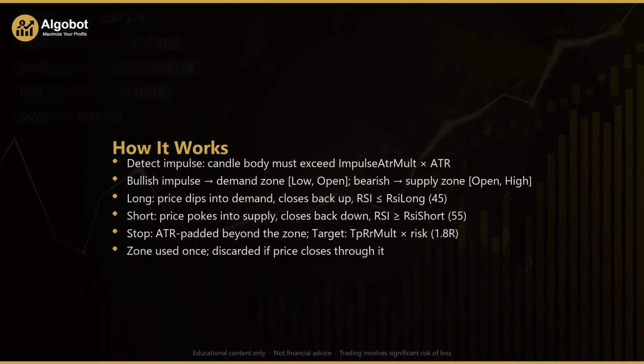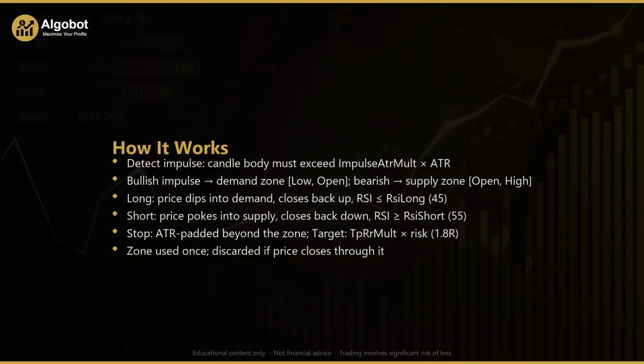The short signal is the mirror image. With an active and used supply zone, the bar's high must poke into the zone. The bar must close back below the top of the zone and close lower than it opened, and the RSI must be at or above the RsiShort level of 55. When that aligns, the strategy signals a sell at the bid.